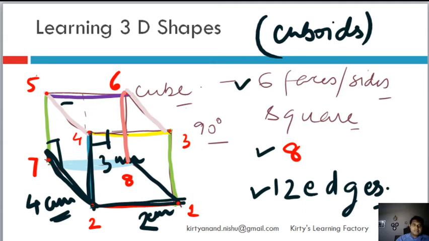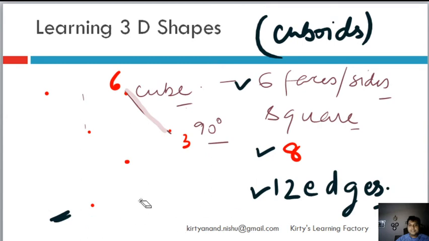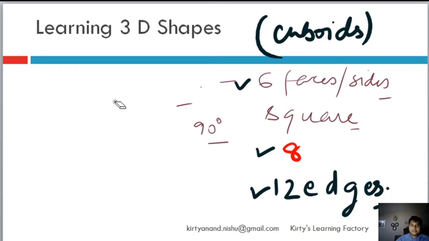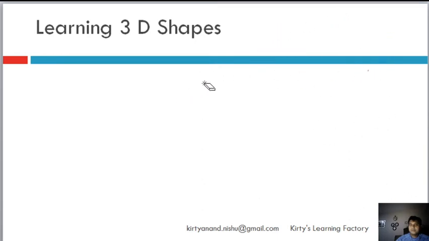And the best way to understand a cuboid is to just pick up a book. Just pick up a book, that is a cuboid. You will see that the length of the book is different, the height will be different, it is also known as depth sometimes, and the breadth, obviously, will be different. So that will be your cuboid.